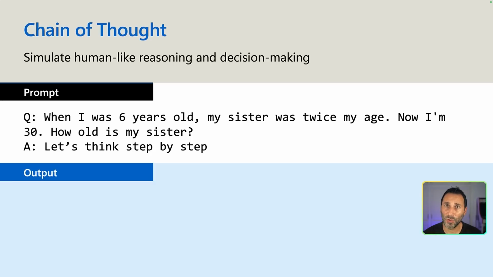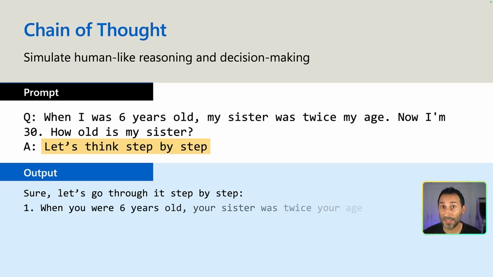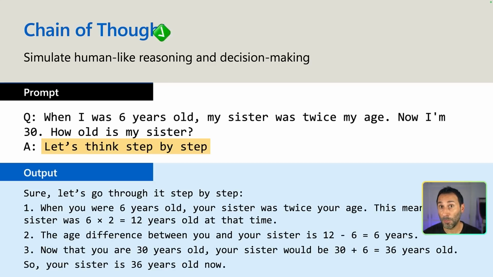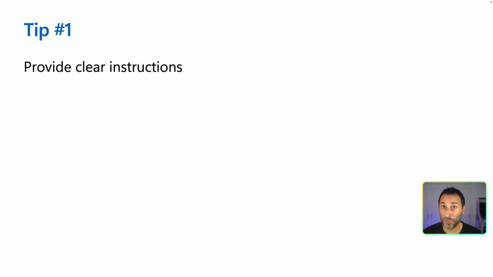But we can use a technique called chain of thought to force the model to simulate human-like reasoning. If I add this simple phrase, let's think step by step, in the prompt, this time it will make the model decompose the steps needed to get to the results. And by doing that, it will augment the context used to get to the answer, and you're more likely to get the correct result. Now let's cover a few tips that you can use to improve your prompts.